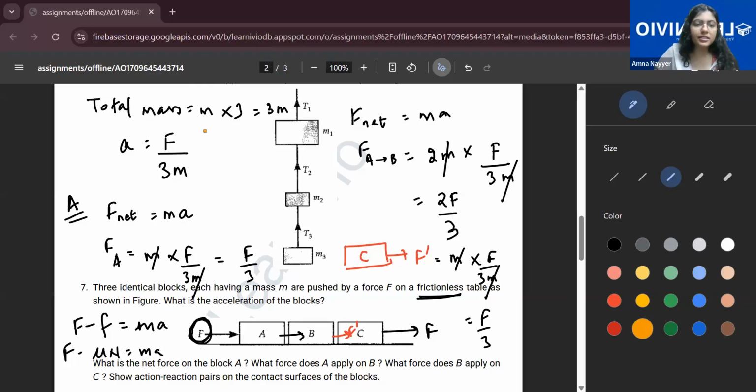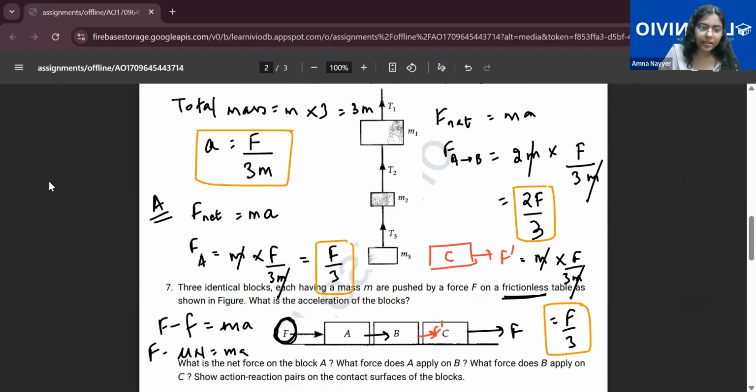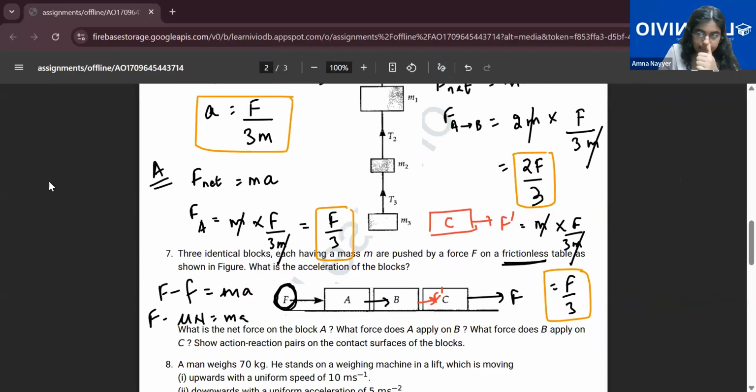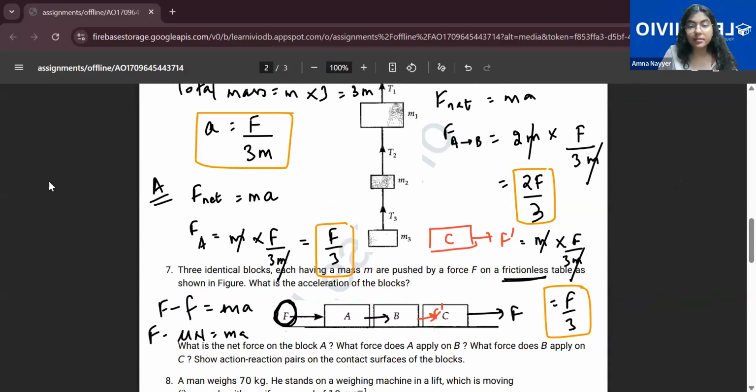So I'll just mark this is the acceleration. This is one of the forces. This is the second force. This is the fourth. Now got this, Neha? Yes, ma'am. Okay. Write it and see action reaction pairs.